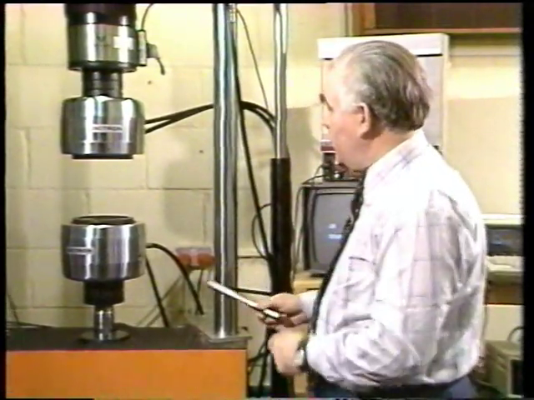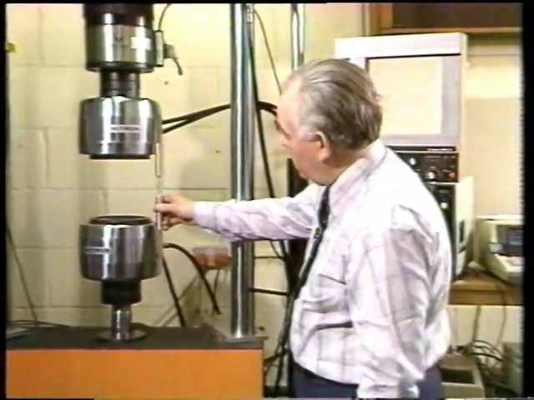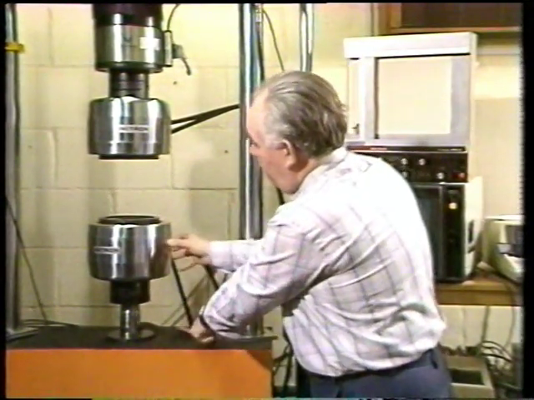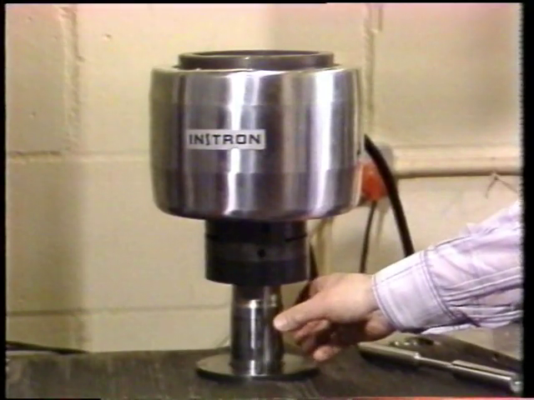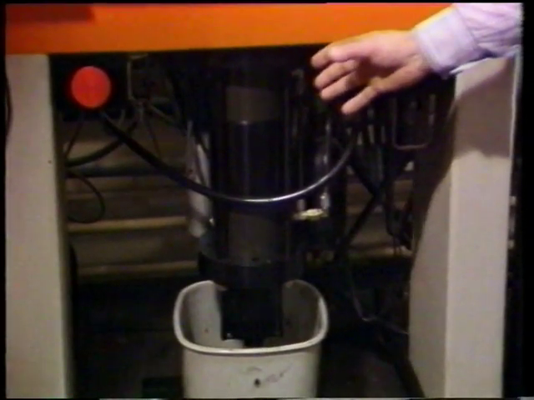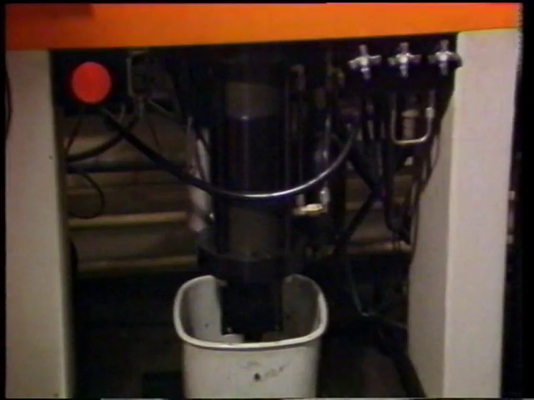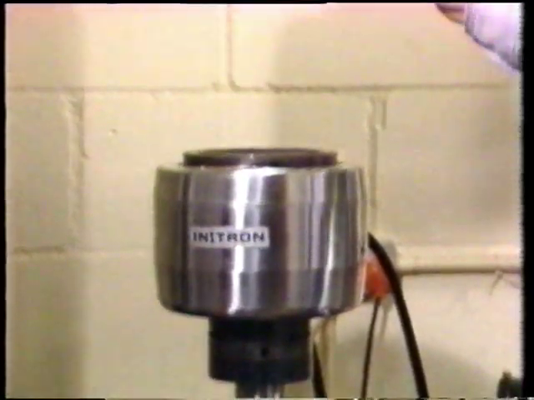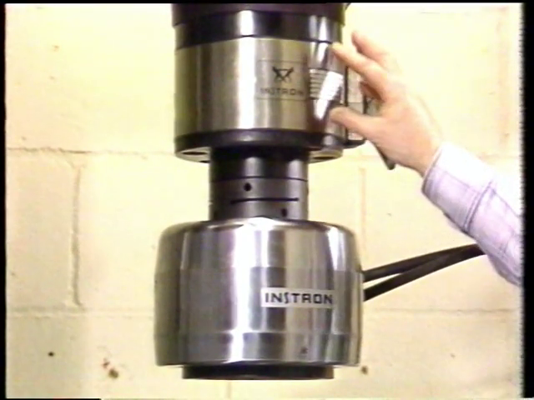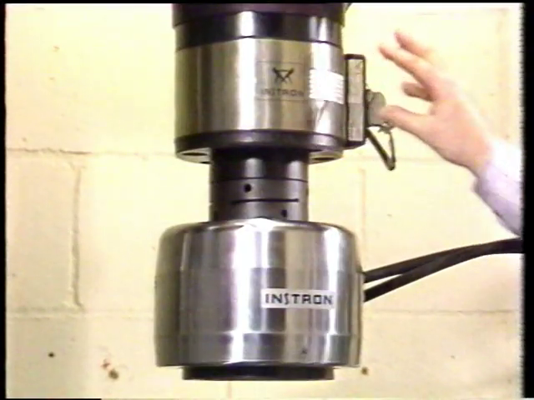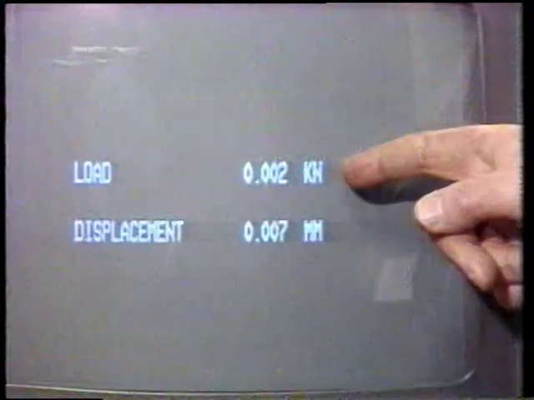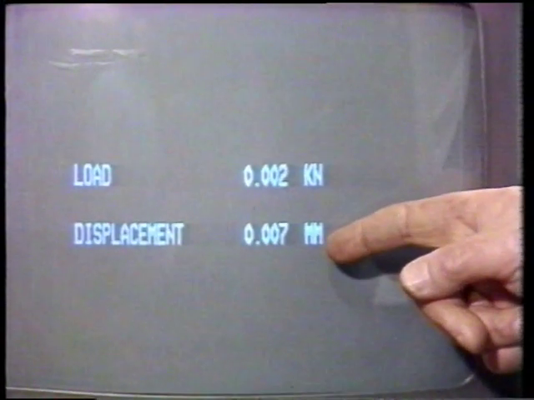Now here's the tensile testing machine. The specimen is held between these two hydraulically operated grips. The lower grip is pulled downwards through this piston by a hydraulic actuator, and built into that there's a linear transducer which measures very accurately the displacement of the lower grip. The top part of the specimen is held in the upper grip, and the force being applied is measured by this load cell here. The output from the load cell and the linear transducer are fed onto this screen, and the load is being measured here in kilonewtons, the displacement in millimeters.